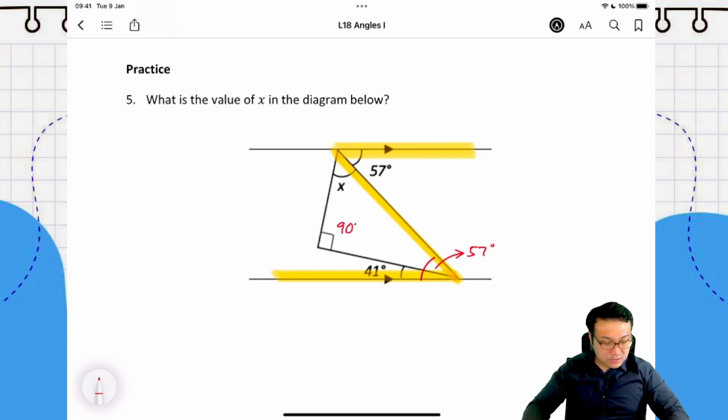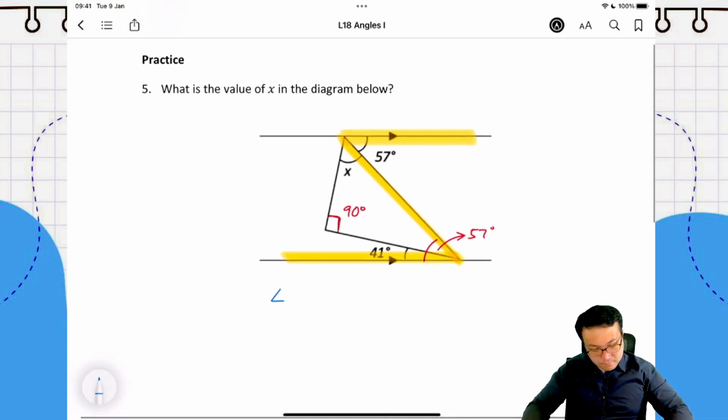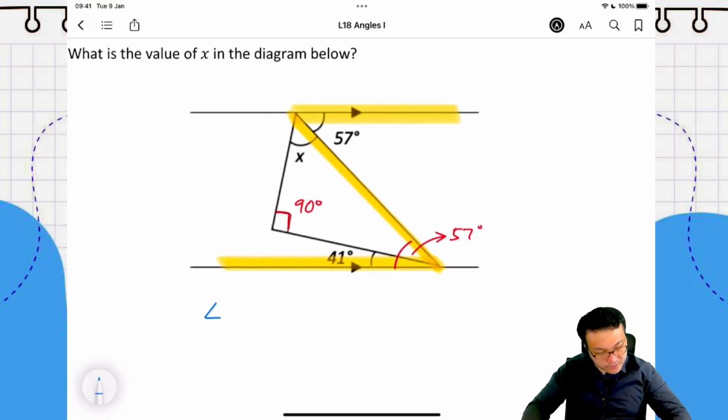This is 90 degrees, you already know. It's already given. So I'll leave you alone to find angle X. Can you find angle X now? But before you find angle X, maybe you must find this angle. Let's call it angle A. Let's just label this as angle A. So you can actually find angle A first, then you can find your angle X.